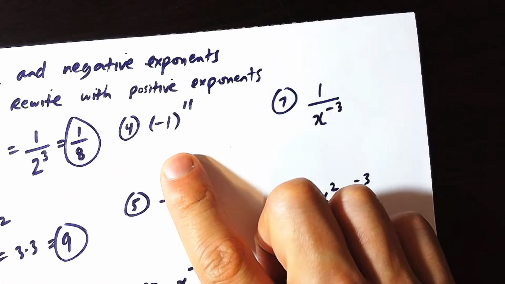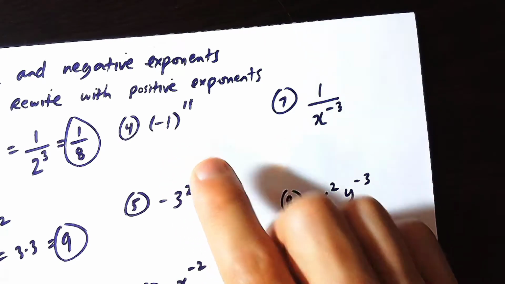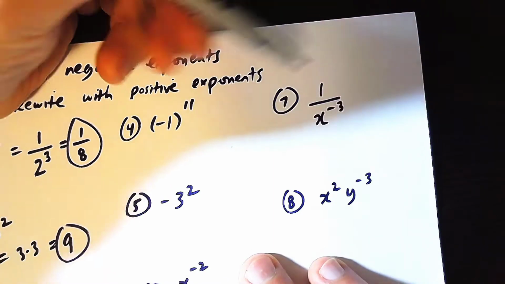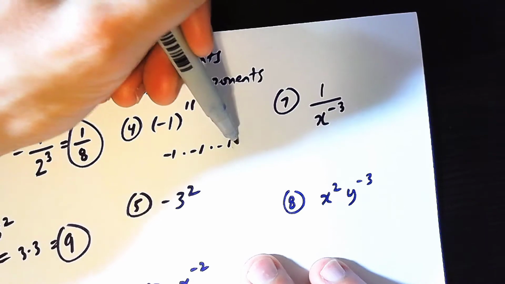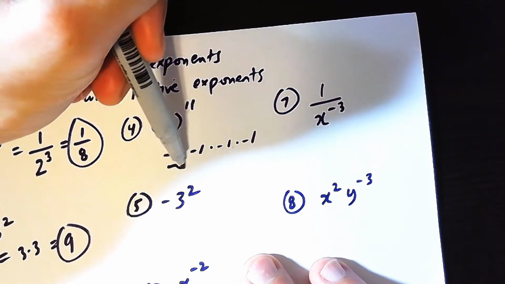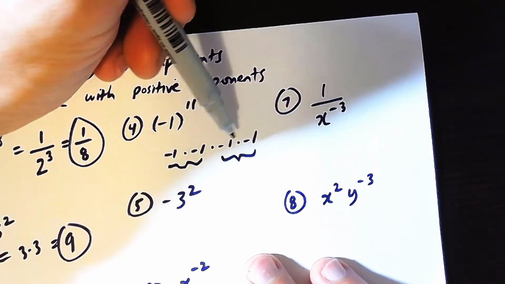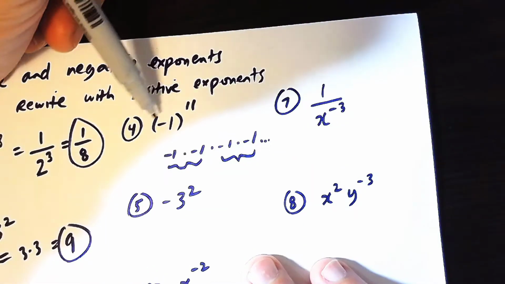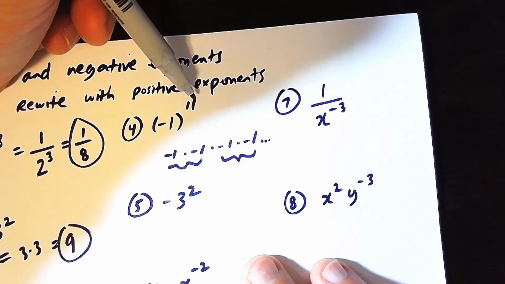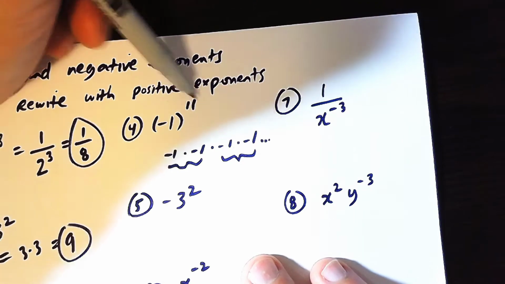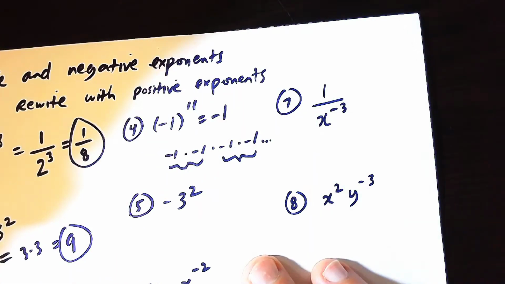Now what do we have here for number 4? We have negative 1 times negative 1 times negative 1 times negative 1, and it keeps on going 11 times. As you can see, every pair, 2 negatives multiplied, becomes positive, dot dot dot, and there's going to be one negative 1 all by himself. It's the odd one out. So the fact that this exponent is odd means the final answer is going to be negative 1.